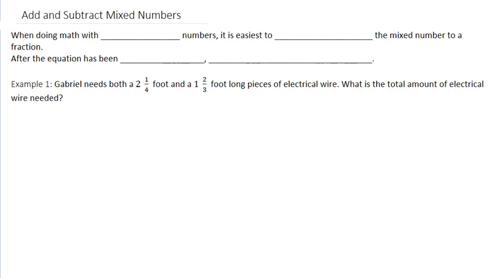Add and subtract mixed numbers. When doing math with mixed numbers, it is easiest to convert the mixed number to a fraction. After the equation has been solved, we will convert it back, which means back to a mixed fraction.